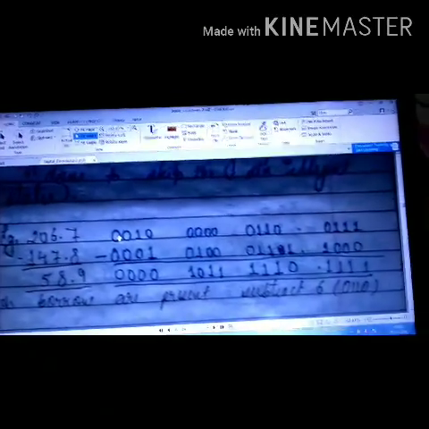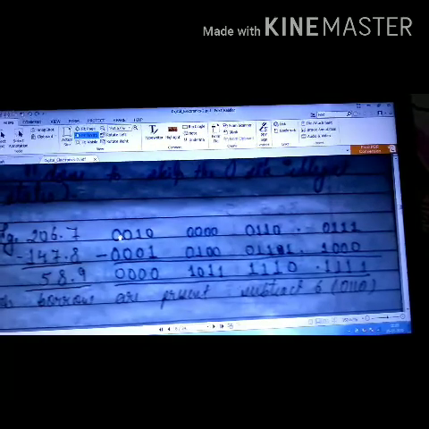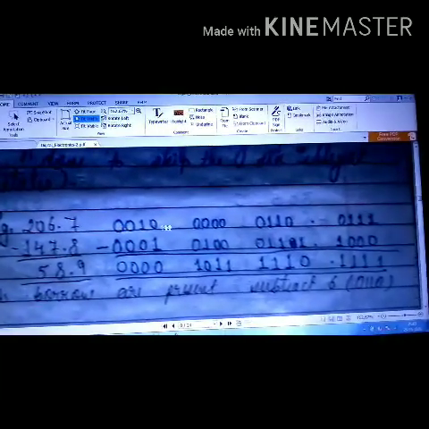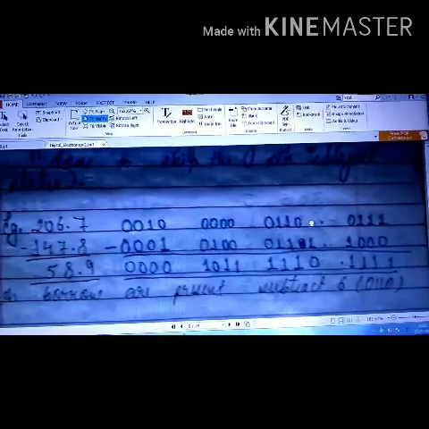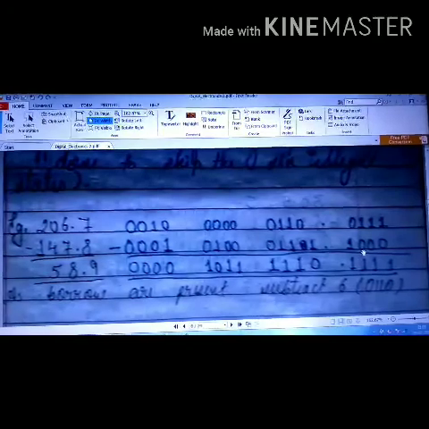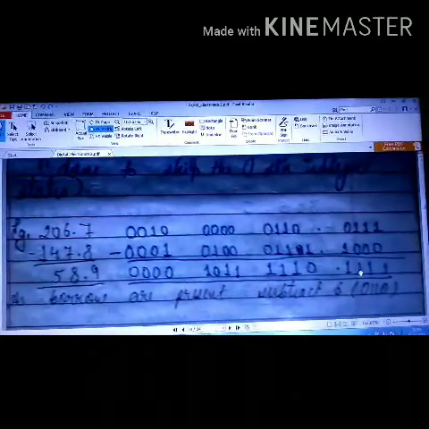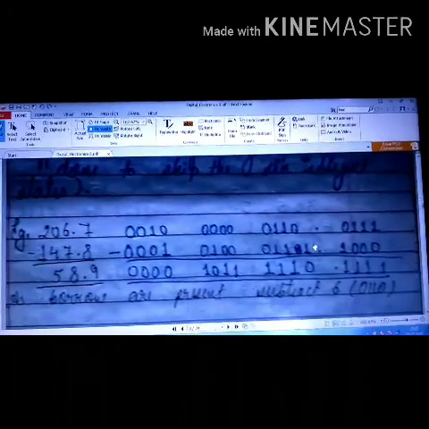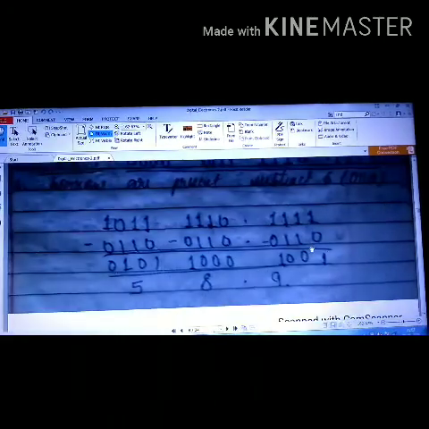Okay, for example 206.7 minus 147.8. Again individual binary groups have been taken here, representing 206.7 and 147.8. Now on subtraction we will get the answer such as this. There will be a borrow in each case, so we will be correcting those terms.